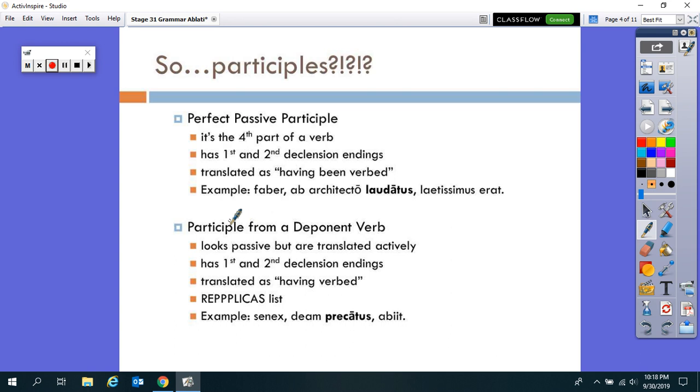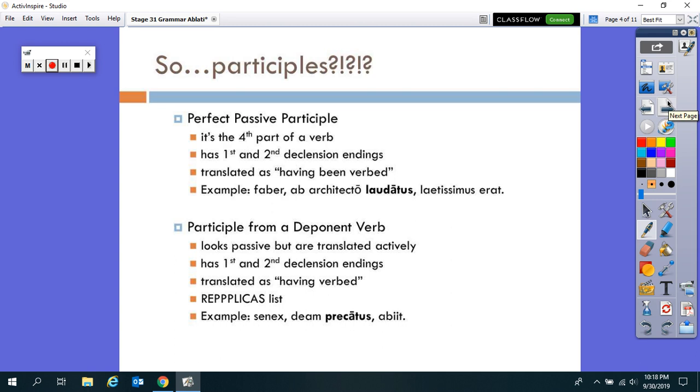And then you learned what's called a participle from a deponent verb. Now these are a little tricky because they look like perfect passive participles, but they're translated actively. They also have first and second declension endings, but they're translated having verbed. So how do you recognize a participle from a deponent verb? Well, you have a list in your grammar notes from last year, the replicas list. So please go back and re-familiarize yourself with that. For example, we have the sentence senex deam precatus abiit. The old man, having prayed to the goddess, went away.